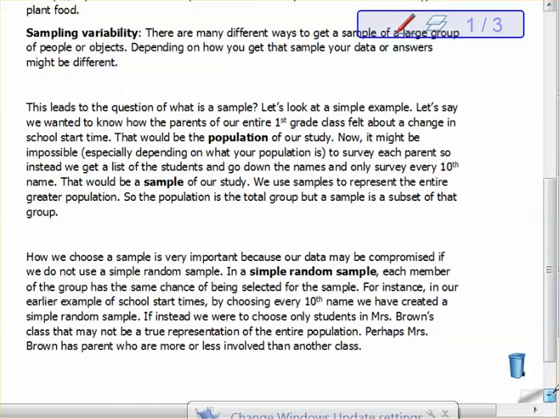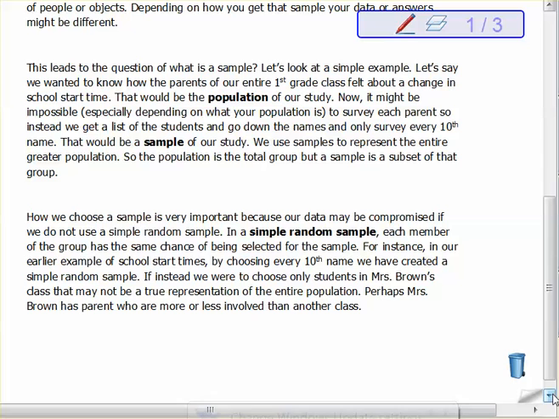Now I said that there were sampling variabilities. How you create your sample can make a huge difference. Our data could be compromised if we don't use what we call a simple random sample. In a simple random sample, each member of the group has the same chance of being selected for the sample.